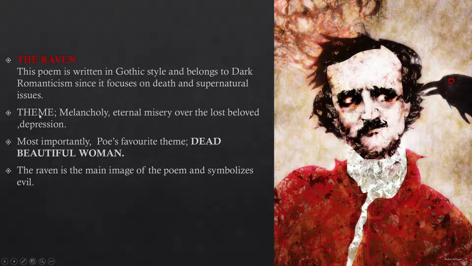The Raven is a poem written in Gothic style. It focuses on death and supernatural issues, and its main theme is the death of a beautiful woman and misery over the lost beloved one. So the Raven is the main image of the poem and symbolizes the devil.